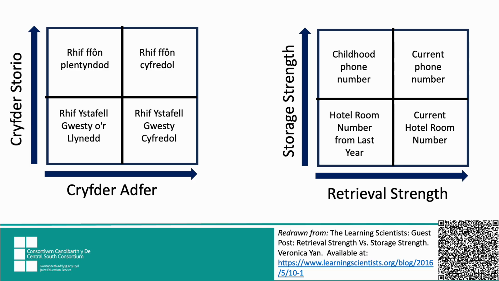Conversely, your childhood home telephone number that your parents made you memorise may be very well learned, high storage strength, but difficult to recall in the moment because it's been a long time since you've had to think about it. Low retrieval strength.